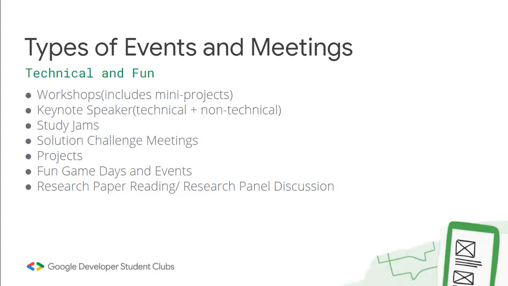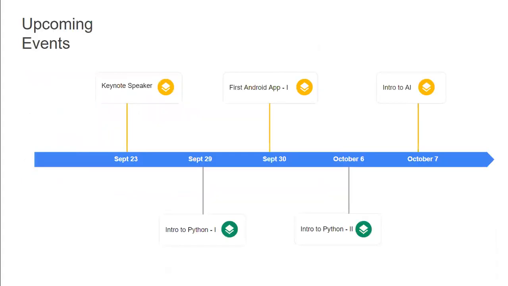And we're also trying to have projects. Joseph is working on reaching out to NGOs and businesses so that we can have client-based projects. And that's still in progress. So we'll update you about it. And he's also hosting fun games and events, just like he said. And we'll keep you updated on that too. And we'll also try having research paper reading and discussion sessions if people are interested in it.